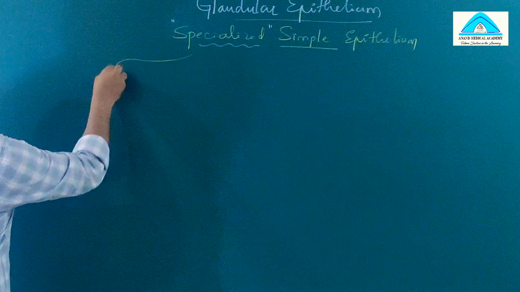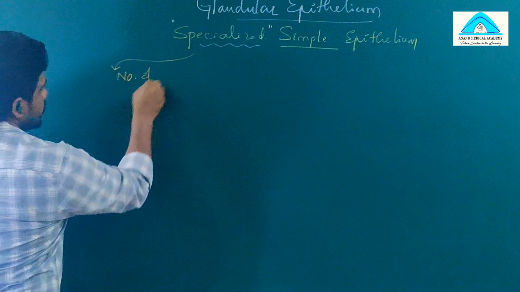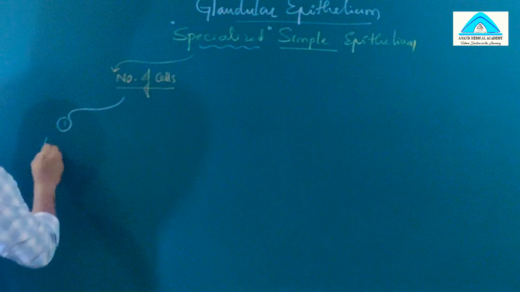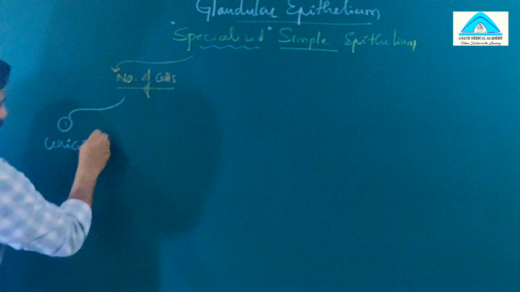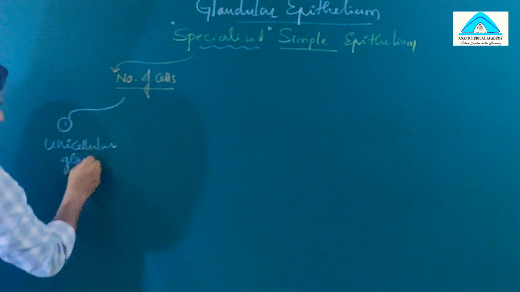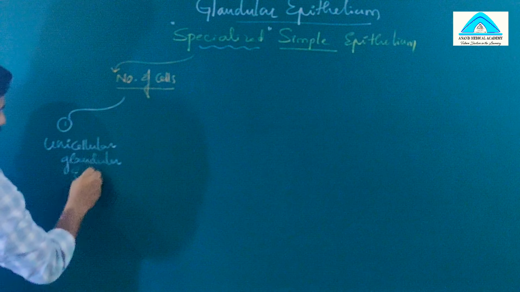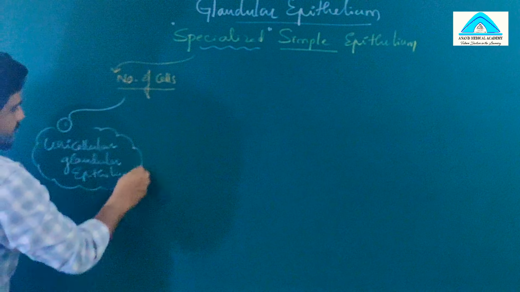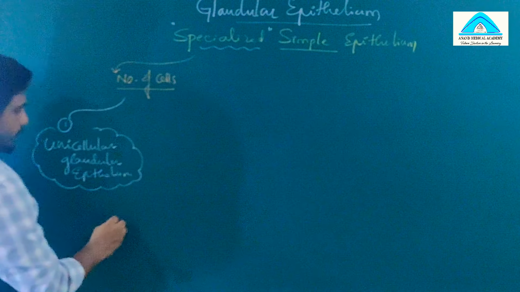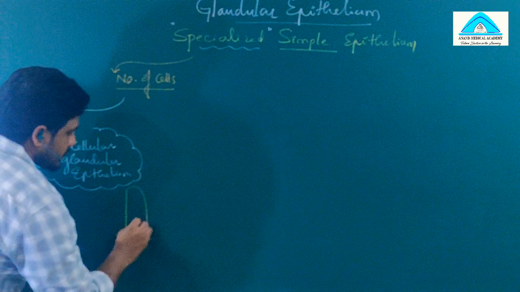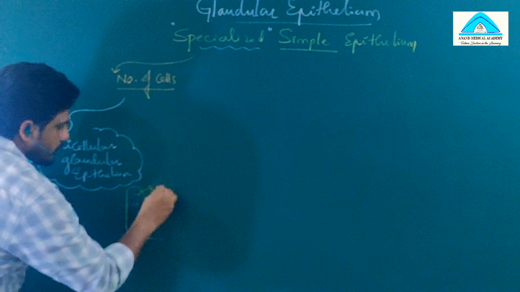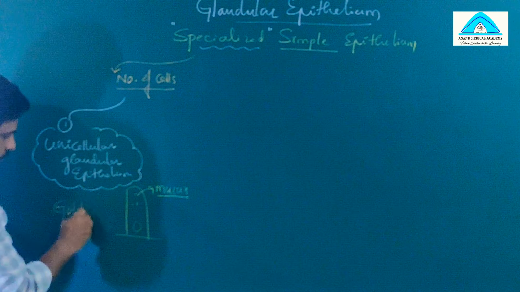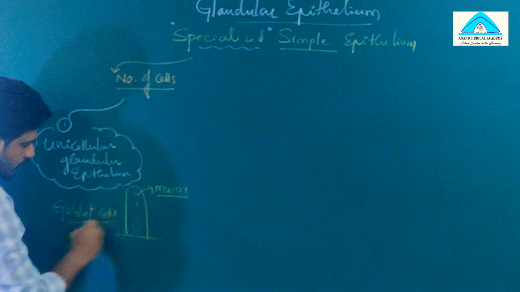According to the number of cells, this glandular epithelium is of two types. One is unicellular glandular epithelium, which means a single cell itself secretes something. Let us see what that is. You know very well, in the columnar cells, some cells are modified to secrete mucus. Such cells are called goblet cells. Goblet cells are also called mucocytes.